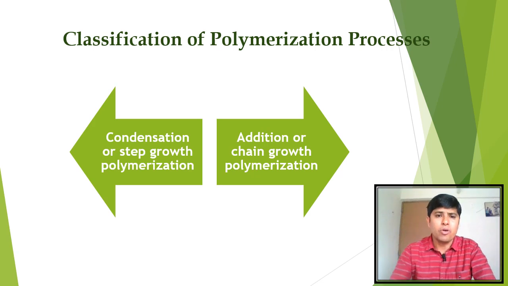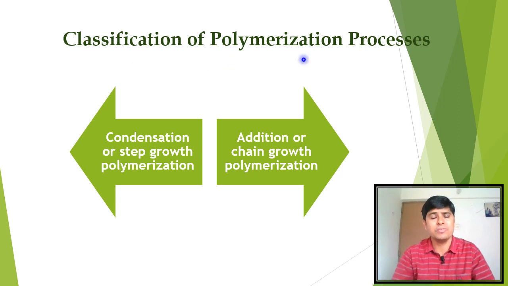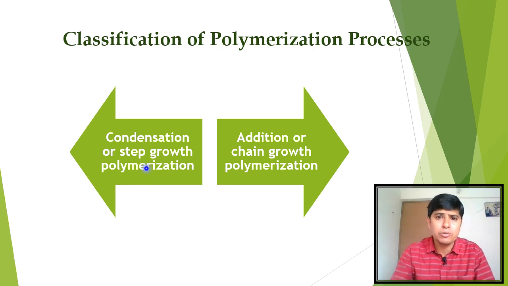Now the next point is the classification of polymerization processes. Polymerization processes means how we can carry out polymerization in laboratories. There are some methods or processes. There are two main kinds of processes for polymerization. One is condensation or step growth polymerization.